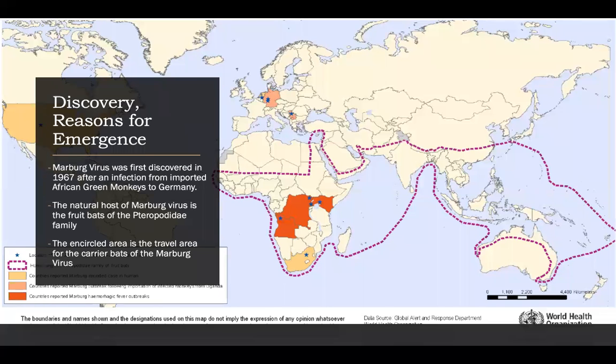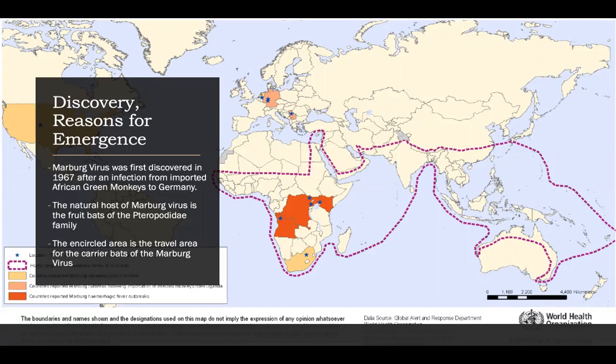The discovery of the Marburg virus actually happened in Germany. This happened after a group of green African monkeys were imported, and the lab that imported them noticed that many of their people in the lab ended up getting infected with Marburg virus and were able to deduce that that was where the infection came from.